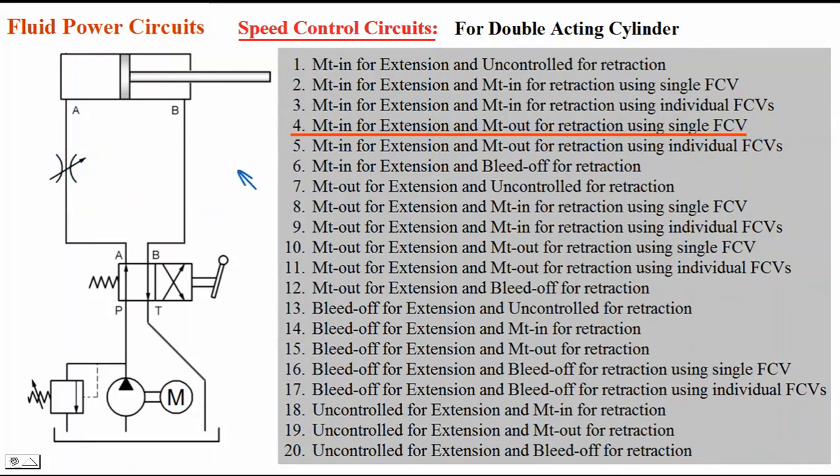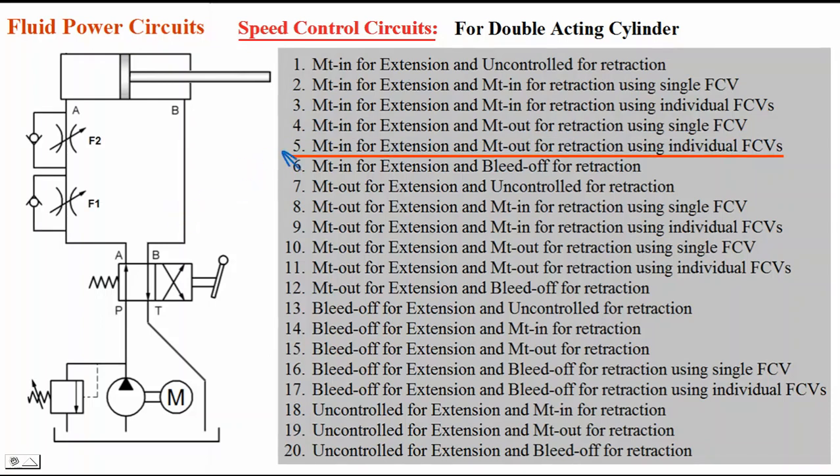Now we shall see the next circuit, meter in for extension and meter out for retraction using individual valves F1 and F2. This is the circuit. In the first position of this valve, P to A, B to T connection is there. Oil is flowing from P to A and then it is flowing through the flow control valve F1 like this. So that's why it is metered in for extension. By operating this flow control valve F1, I can set the speed of extension.